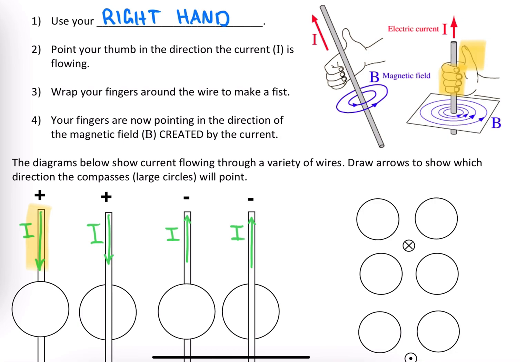And on the part of the wire sort of in front of the wire, between you and the wire, your fingers are going to the left. So they're sort of doing this circle around the wire where in front of the wire, between you and the wire, they're going to the left, and behind the wire, they're going to the right. So, since this compass here is in front of the wire, it will point the direction the magnetic field is going in front of the wire, which we said was to the left.